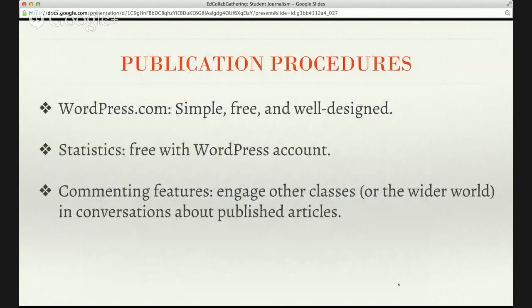The next big question that I want to go over is, well, it's easy enough for you to say that we can put it online. Well, how do we do that? I think just make a WordPress website. WordPress.com is simple, it's free, and it's easy to use. It's built to be intuitive. You can see the statistics of who's used your website with a WordPress account. You have features where students from other classes can comment upon your articles and engage in wider conversations about the topics of the articles. It's very simple, and I'll just show you a bit of what it looks like now.